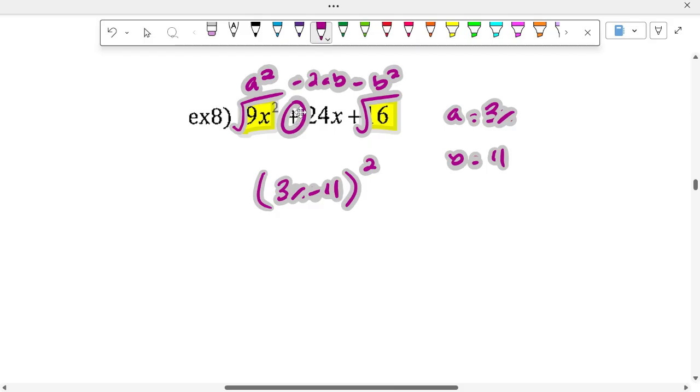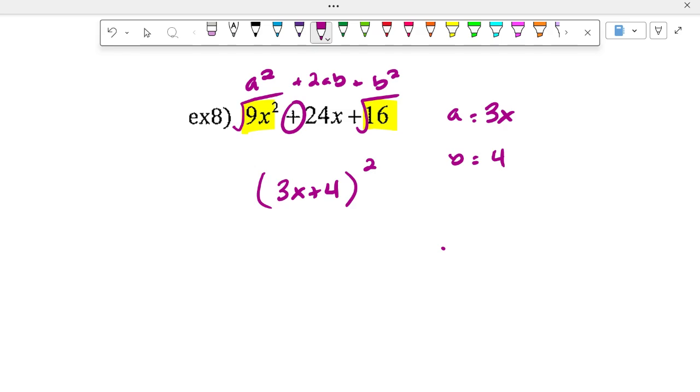Now, if the second sign was a minus, this sign would be a minus. Just know that you always keep whatever the sign is in front of the second term.